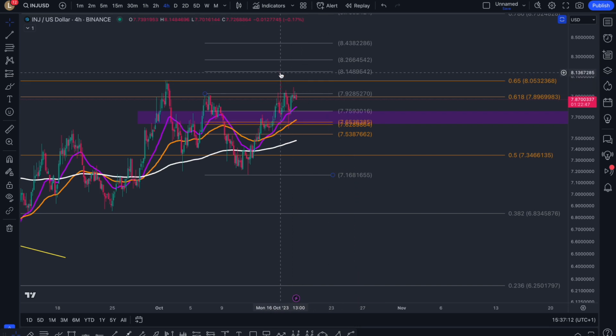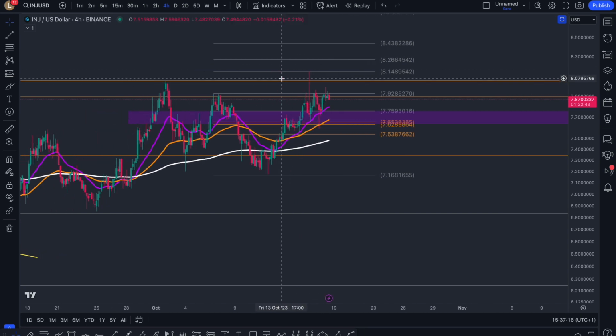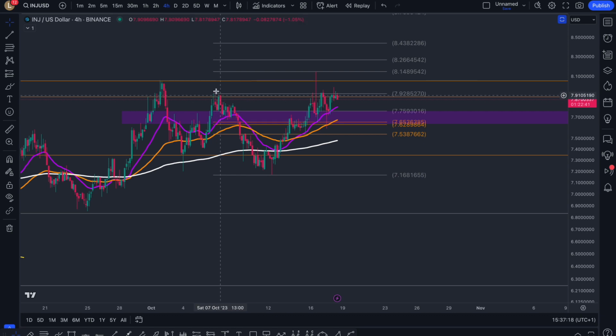However, after failing to continue through that target, we've then, in that same candle on the 4-hour time frame, closed back underneath this high, which is not a bullish factor. We can, of course, still break out. We're going to analyze that today.